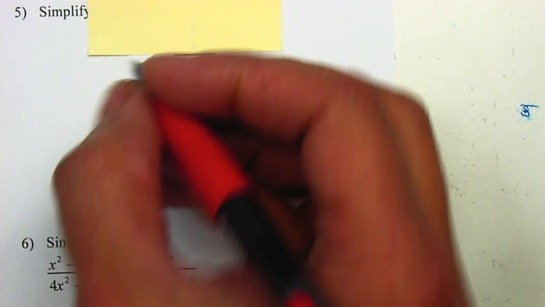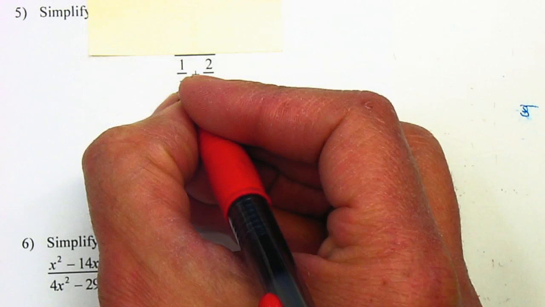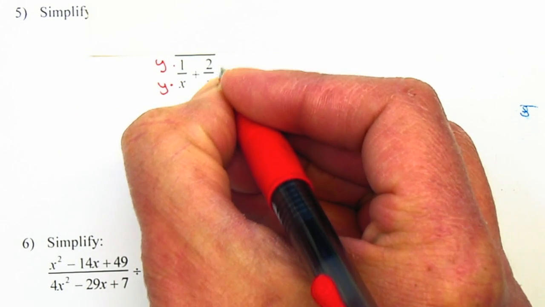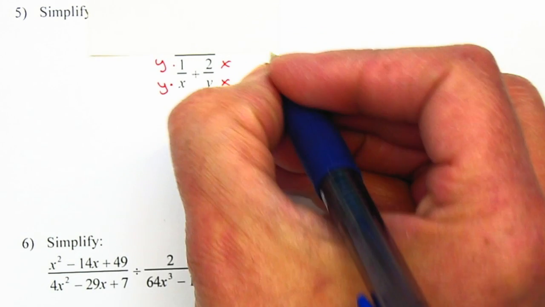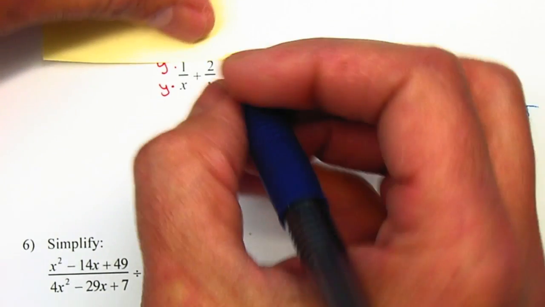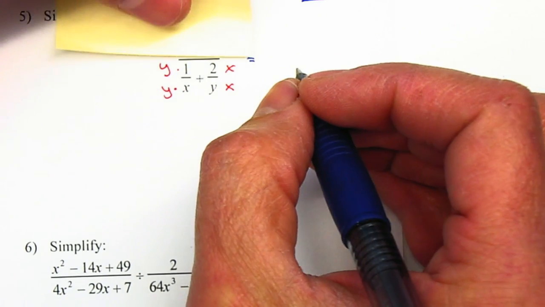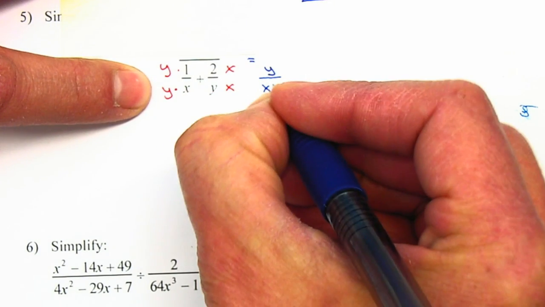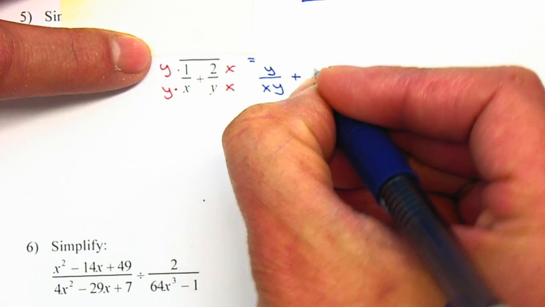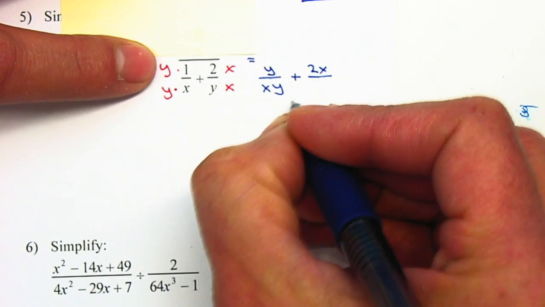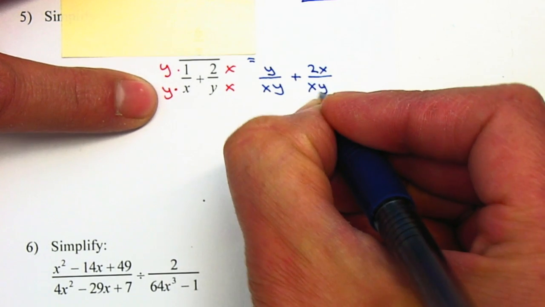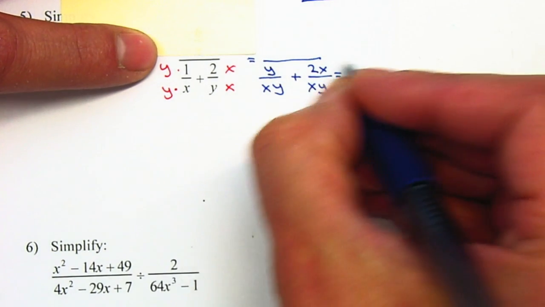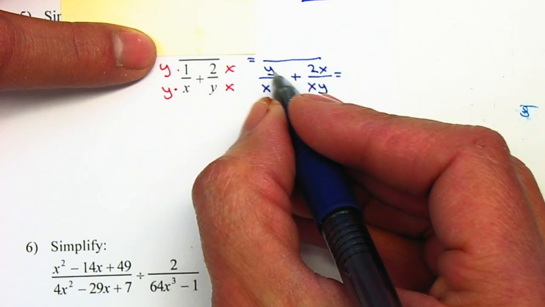I want to have the same denominator. So in this case, I'm going to multiply the left by y, and on the right-hand side, by x. When I multiply it out, I'll just have y over y times x, which will be just xy in alphabetical order, plus 2x over x times y. Now that I have the same denominator, I can go ahead and add the numerators. It will be y plus 2x, not times.